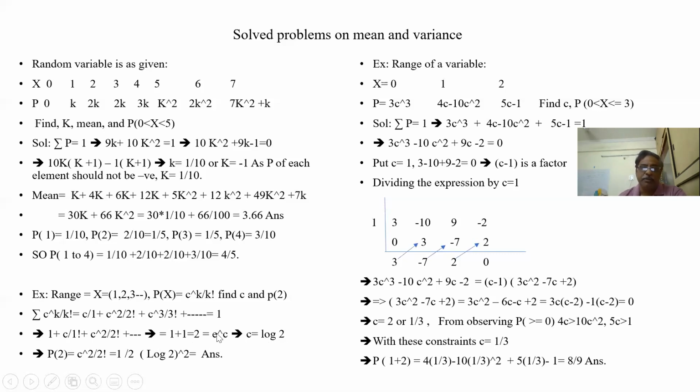I take logarithm on both sides. Log 2 is equal to log e to the power of c. c log e to base e is equal to 1. So c is log 2. Once I get log 2, what do I want? P of x equal to 2. So I put c square by 2 factorial, so 1 by 2 into log 2 whole square. Log 2 whole square is not 2 log 2.